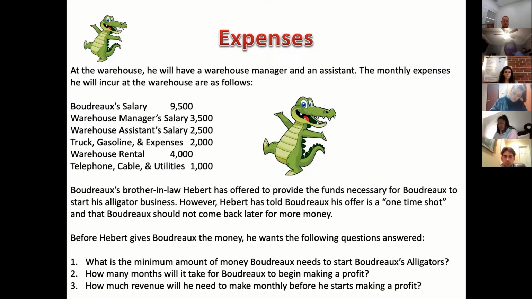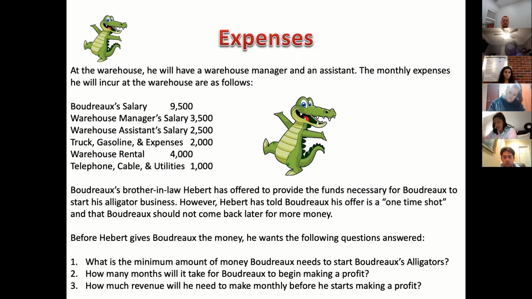Boudreaux's brother-in-law, Hebert, has offered to provide the funds necessary for Boudreaux to start his alligator business. He told Boudreaux this offer is a one-time shot. Don't come back and ask me for money later. Tell me how much money you need, and we'll take it from there.